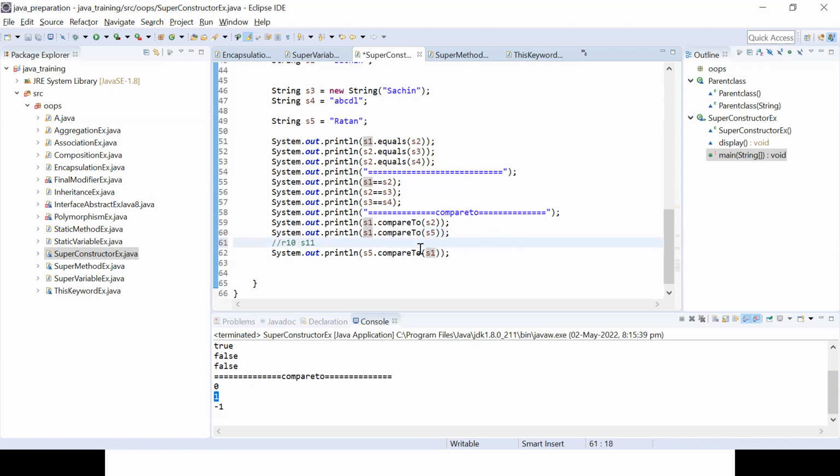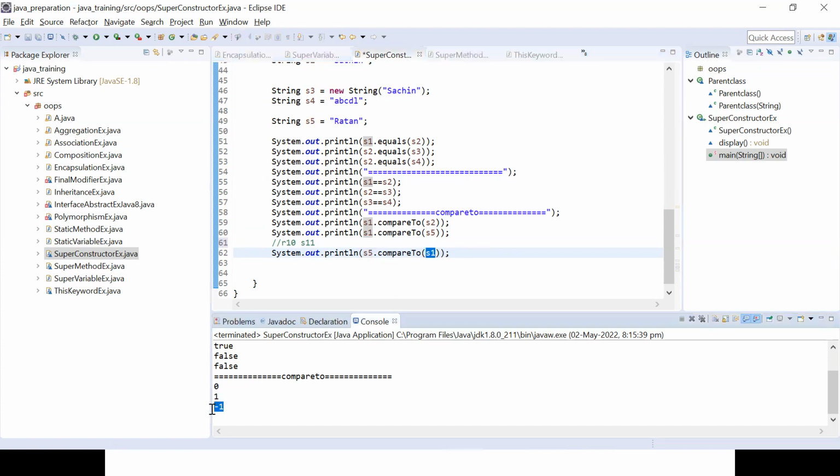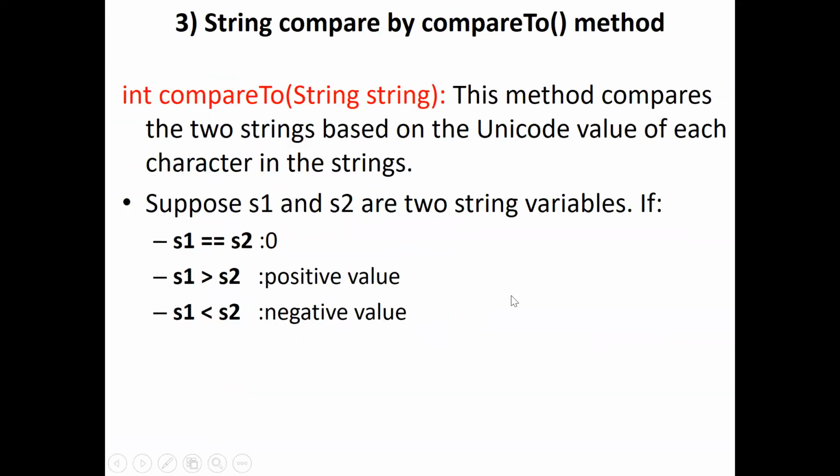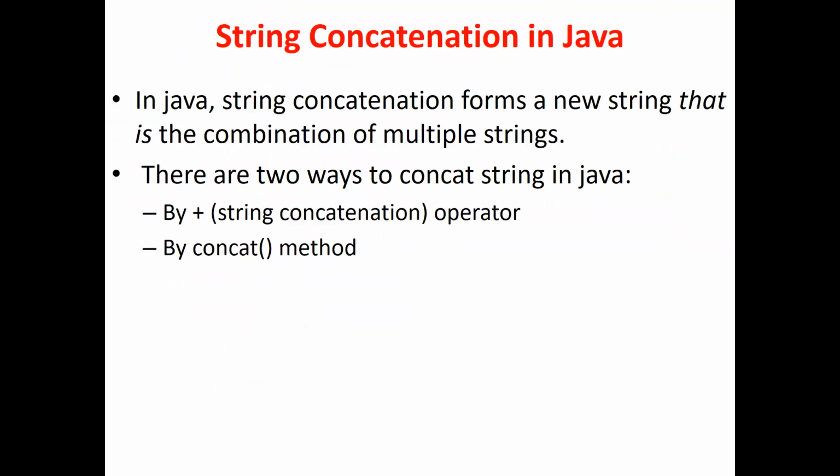In case S5 is compared to S1, we are comparing Ratan with Sachin. Here S5 becomes the first object and S1 becomes the second object. In this case the second one is the bigger one, and in such cases it returns a negative value. So whenever the first object is bigger, a positive value; whenever the second object is bigger, a negative value is returned. So this is string comparison in Java.